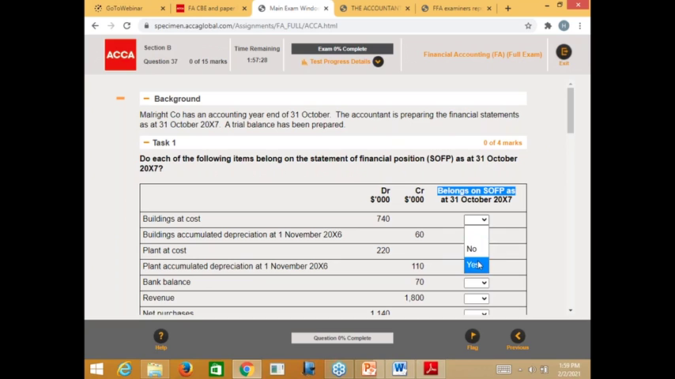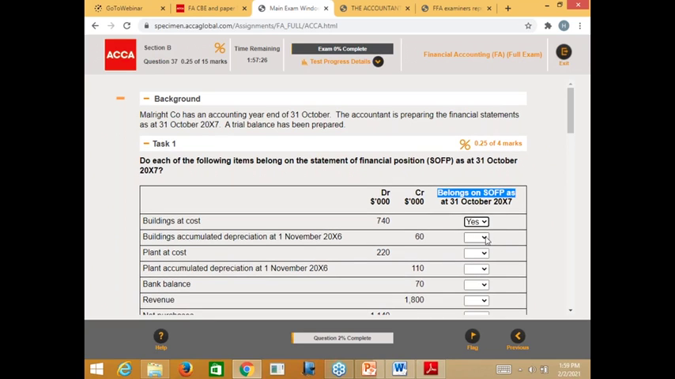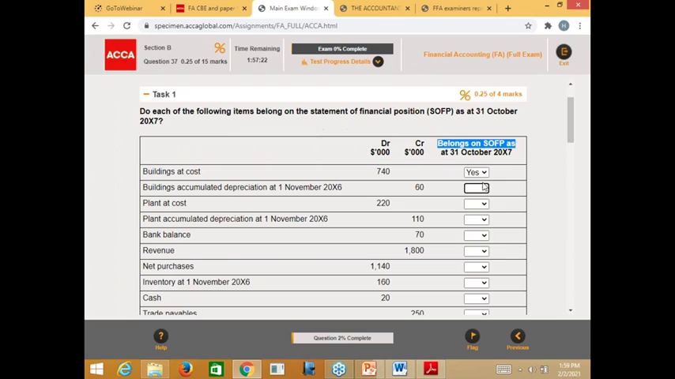Very good. What about the accumulated depreciation? Balance sheet, income statement. Accumulated depreciation is also a contra asset account that will be going to balance sheet. Plant at cost, balance sheet. Accumulated depreciation, balance sheet. Bank balance will go in the balance sheet.